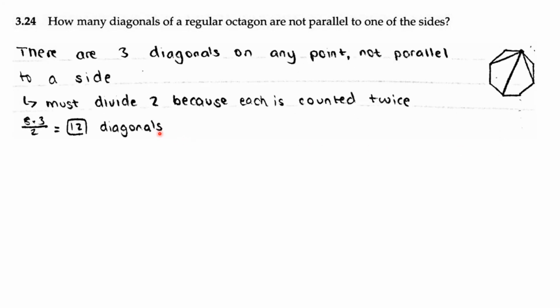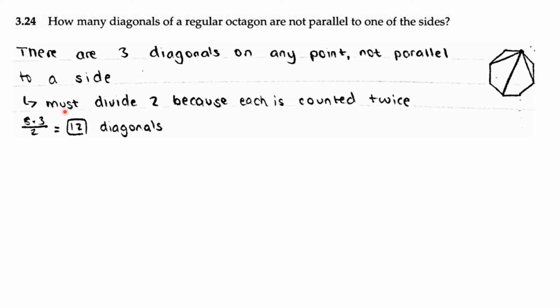AoPS counting and probability 3.24. How many diagonals of a regular octagon are not parallel to one of the sides? So there are 3 diagonals that are not parallel to a side at any point. So in this diagram, if this is the point, there's 1 here, and 1 here.